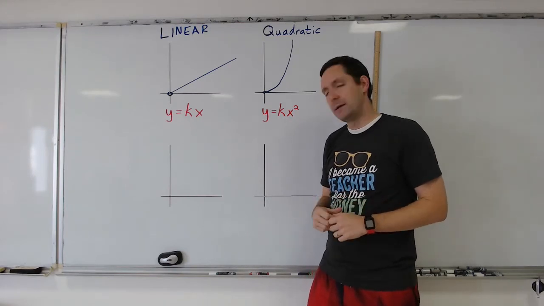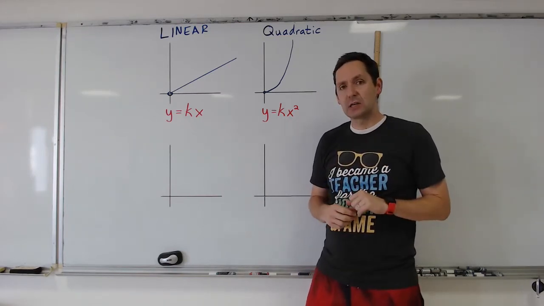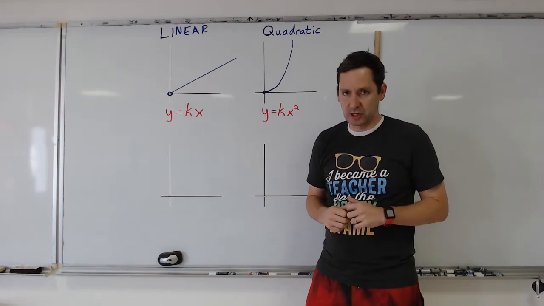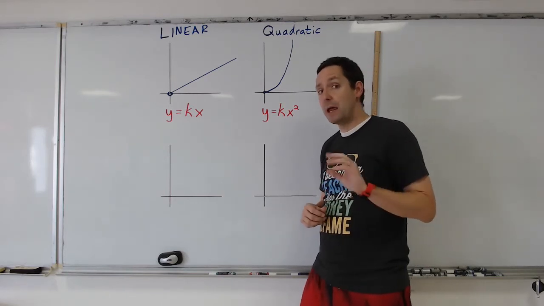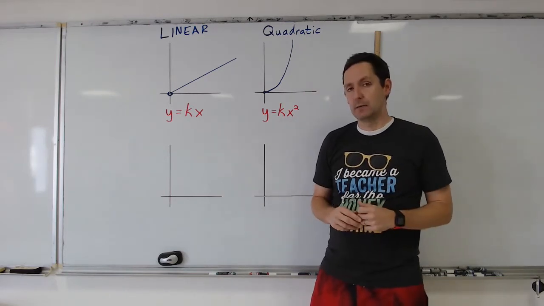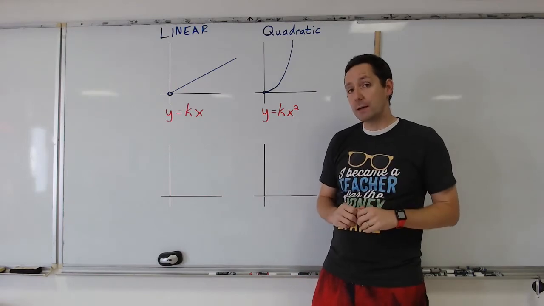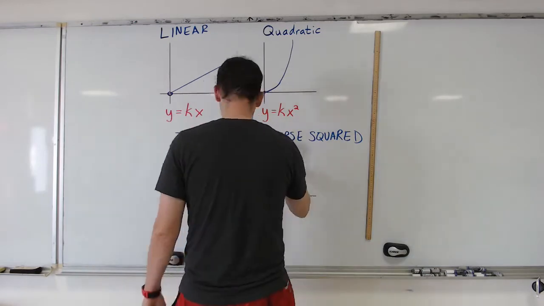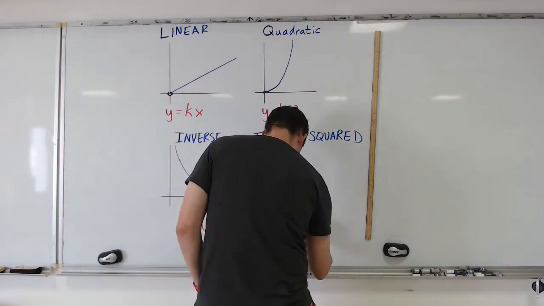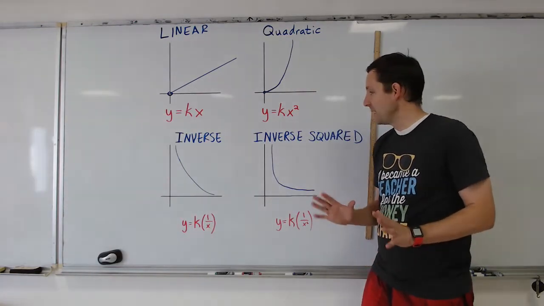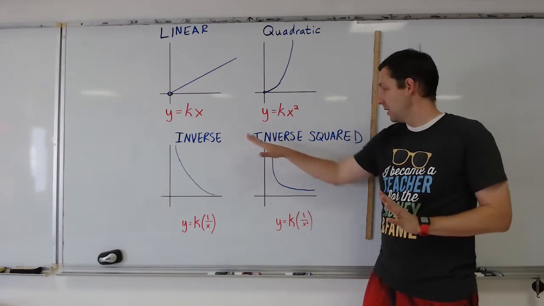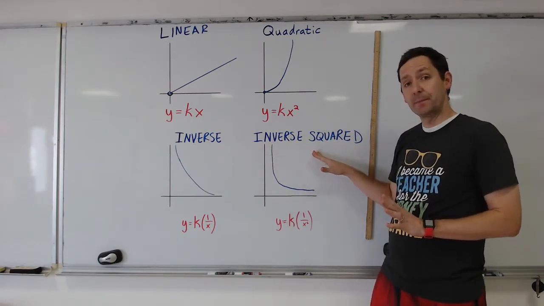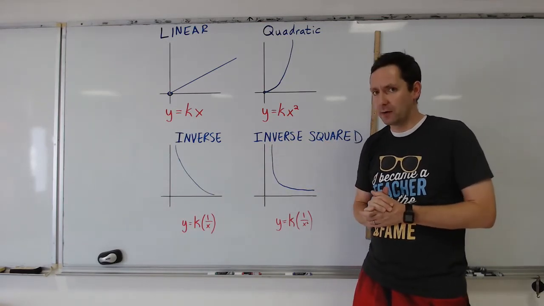All right? Now, the other two graphs are very, very similar to each other. Now, these you may have seen or you may not have seen before. All right? So let me go ahead and put those two up. All right, so inverse and inverse squared. These are the other two that we see quite often, right?